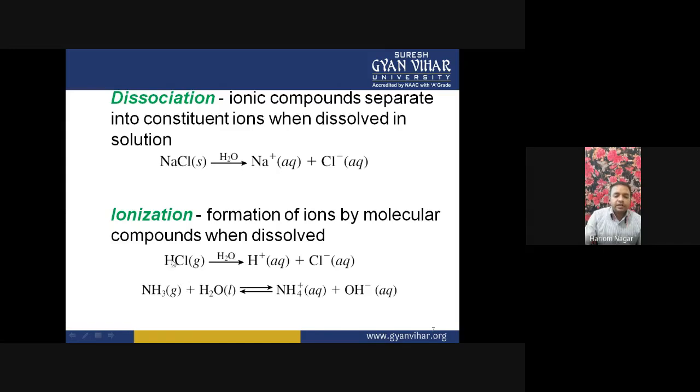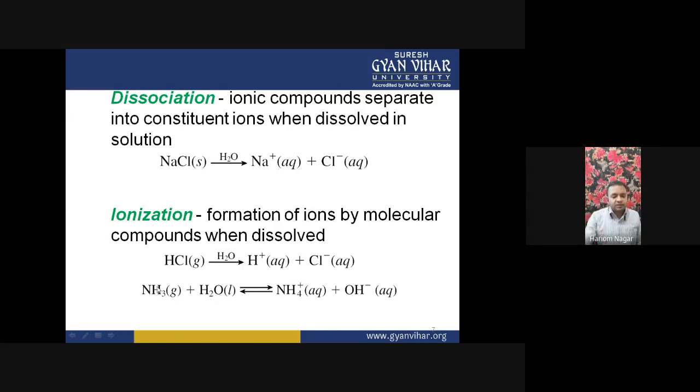This is the compound HCl. Actually, HCl is not an ionic compound. It has covalent properties, and when it is dissolved in water, it is ionized into H plus ion and Cl minus ion. And if you talk about ammonia and water, they are also covalent compounds. There is covalent bonding, no ionic bond, in these two compounds.